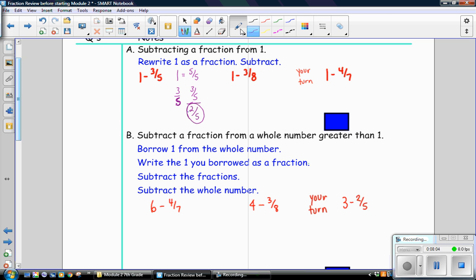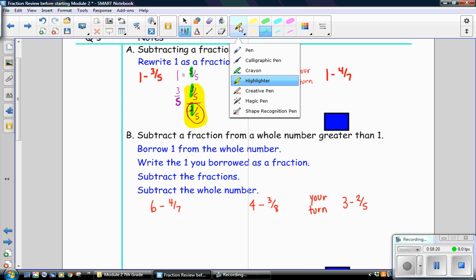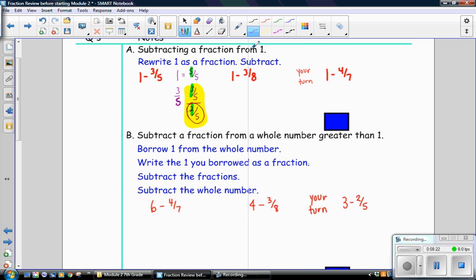So let's go over how to check if it's correct. We want to add these 2 fractions together to see if it's right. So you add 2 plus 3 is 5. So 2/5 plus 3/5 is 5/5. And that's just a way to double check to make sure your answer is correct.